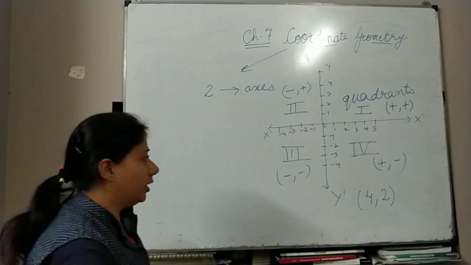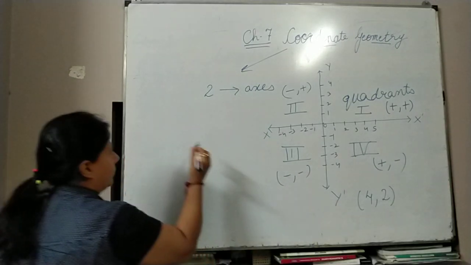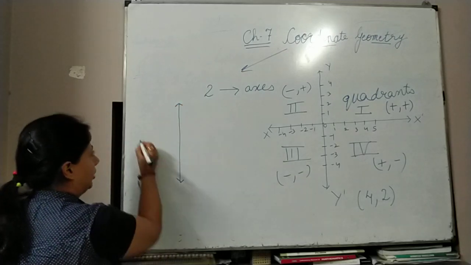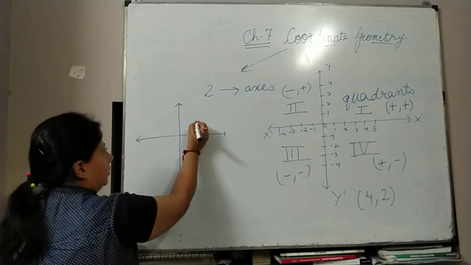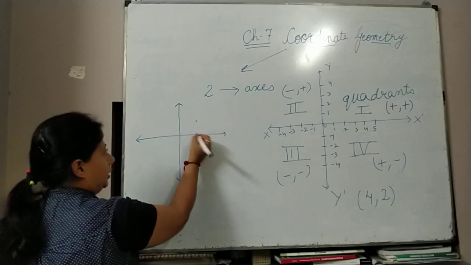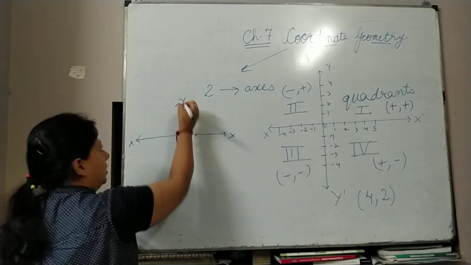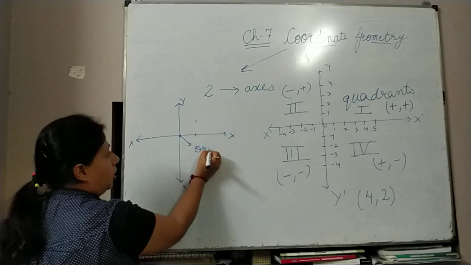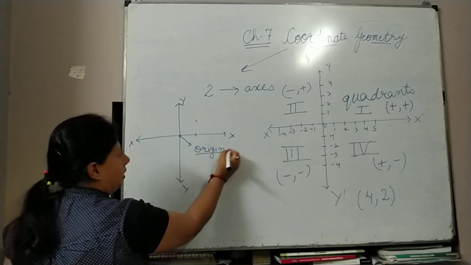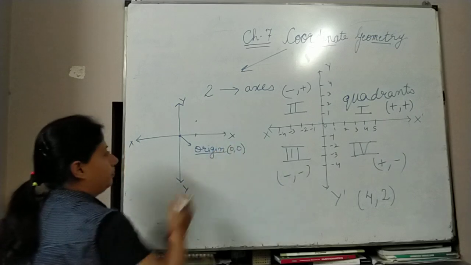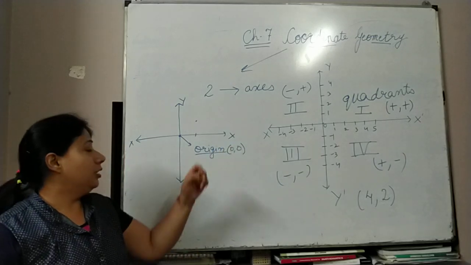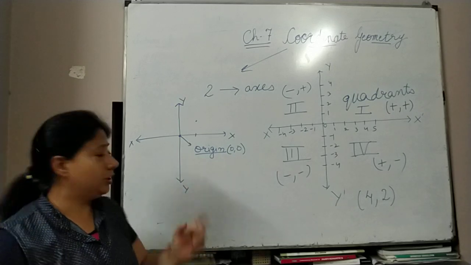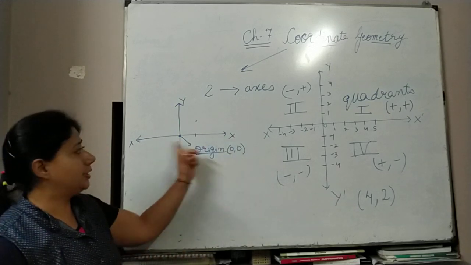What is different? See, again I am drawing the same figure, with the x-axis, the y-axis, and this intersection point. The intersection point is known as the origin. Please note down, this is the origin, (0, 0). This time the question comes in the paper: find the distance of so and so point from the origin. Normally students don't know what the origin is. The origin is (0, 0), where both the axes meet.